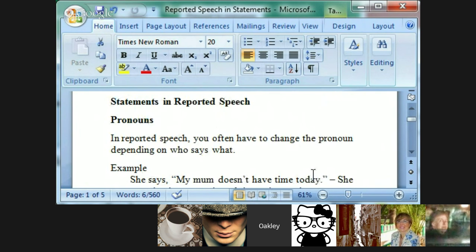As an example, right down here on the bottom, we may have to change the pronoun. Let's try this one, Ken. So, for example, the actual speech: my mom doesn't have time today.